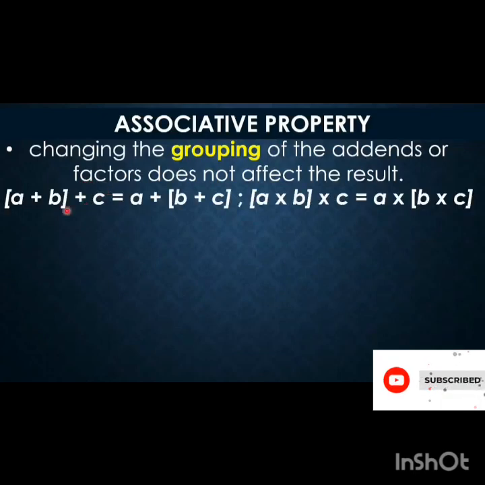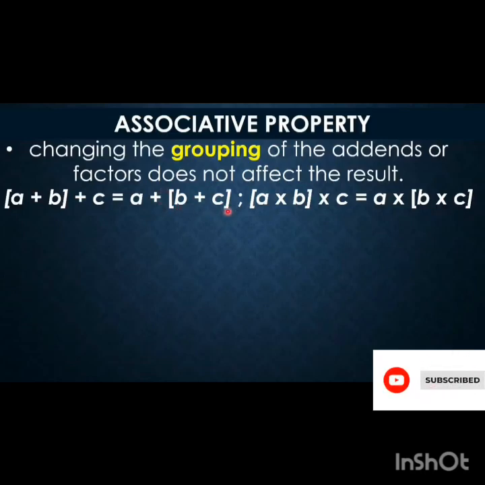So a plus b in the bracket plus c is equal to a plus, in the bracket, b plus c. That means a plus b in the bracket plus c, out of the bracket, is equal to a plus, in the bracket, b plus c. This is the associative property.